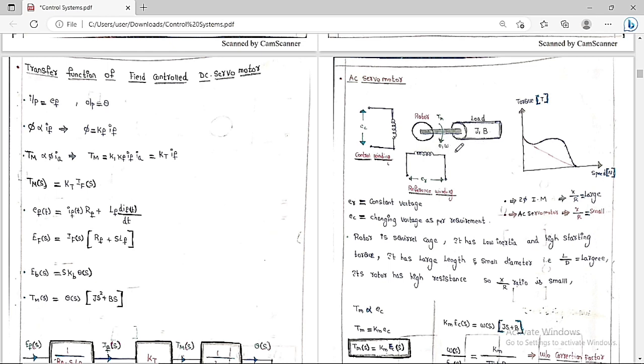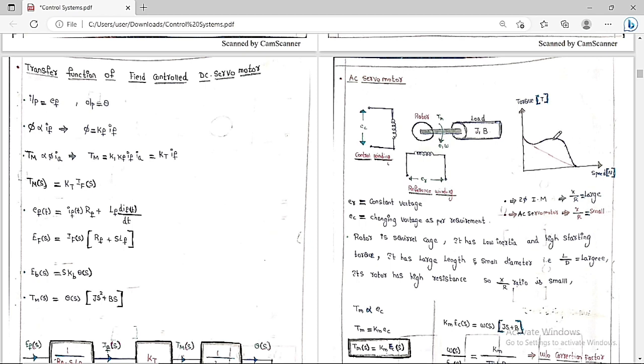Now, if you draw the torque versus speed characteristics for this AC servo motor, we are going to get it like this. This red line is a graph between the torque and the speed characteristics of this AC servo motor. Whereas this bigger one is called the torque speed characteristics of the induction motor. These things always you have to keep in your mind.